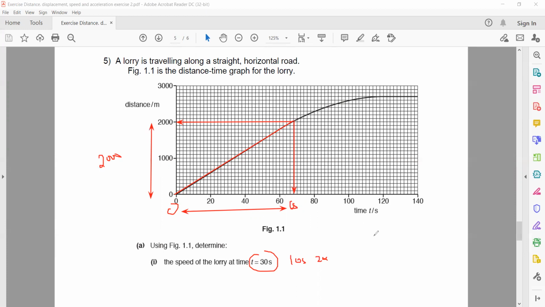To get the speed at time equal to 30, it will be 2000 divided by 68, which will give us 29.4 meters per second. So that is the speed of the lorry when time is equal to 30 seconds. And actually, that is the speed of the lorry at 20 seconds, 30 seconds, 40 seconds, 50 seconds, until 68 seconds, because the speed does not change as it is a straight line till 68 seconds. Is it clear? The first part.